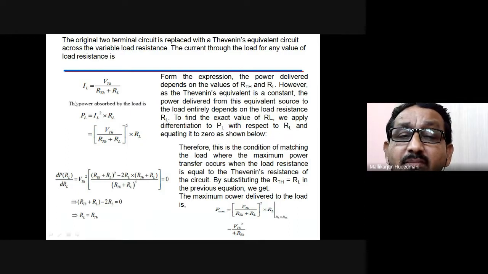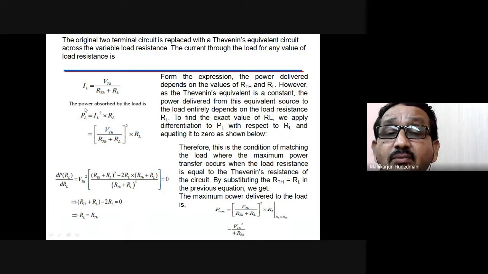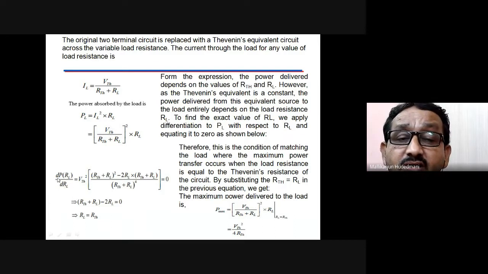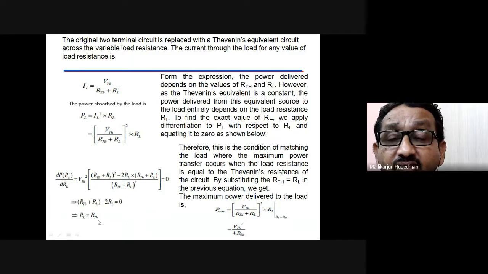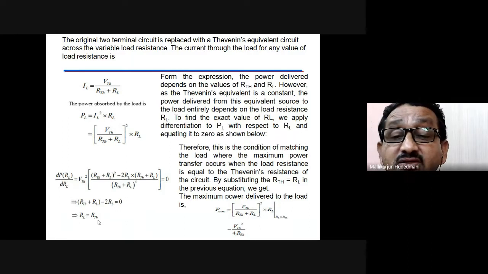And this PL will be maximum, or the maxima of that power occurs, when I take the differentiation dPL with dRL. When I differentiate this equation with respect to RL, what is the value of RL which makes the possibility of P being maximum, a maxima-minima kind of concept. When I differentiate this equation with RL, I'll get an expression in which RL turns out to be RTH. That's the proof: if and only if the load resistance is equal to Thevenin's equivalent representation of the entire circuit, then only maximum power transfer takes place from source to load.